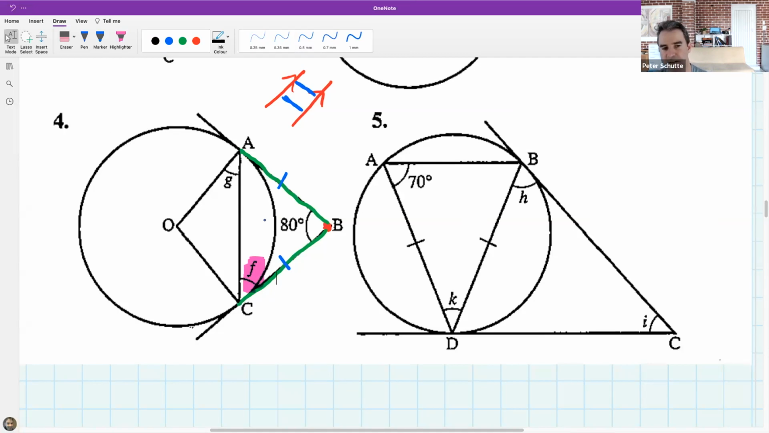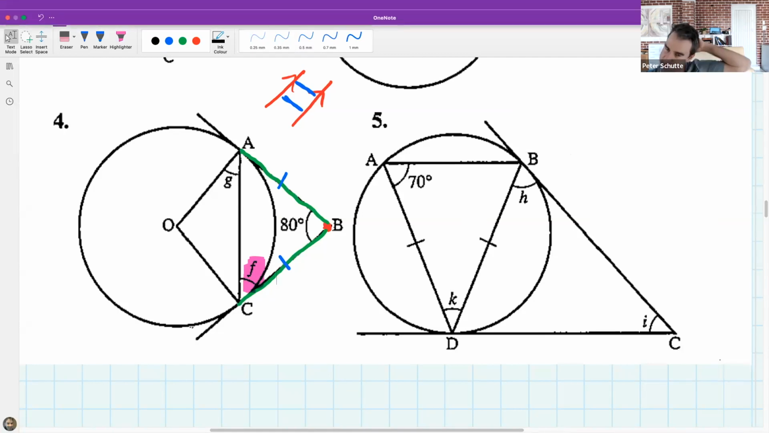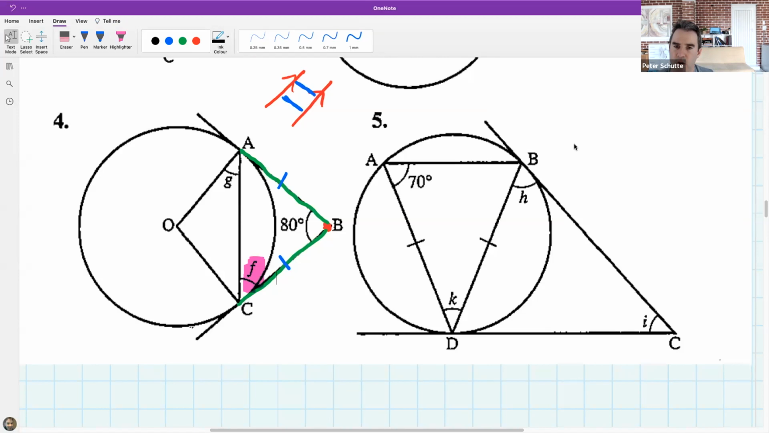Now be careful with this one. I see a couple of answers coming in. Who would like to explain how they got F? I see some good answers coming through. Mbali or Ayole, who would be willing to share their thinking? Koketso, Joy. Let's go to Joy or Jay.